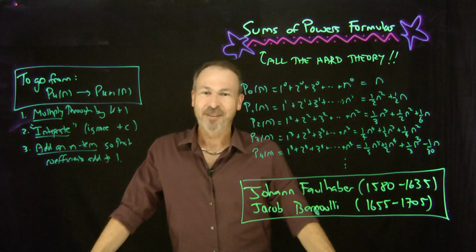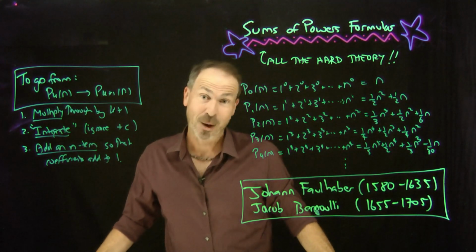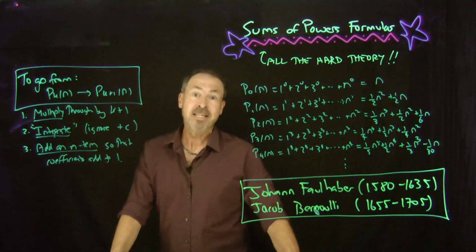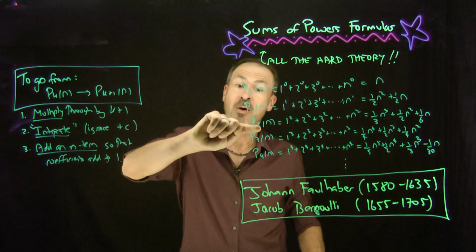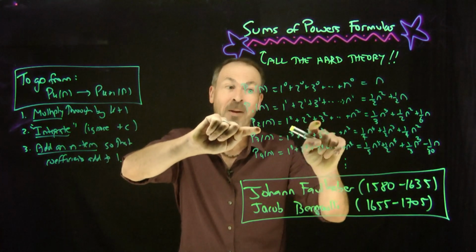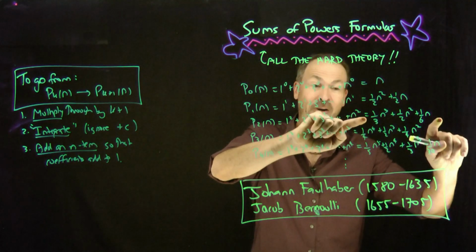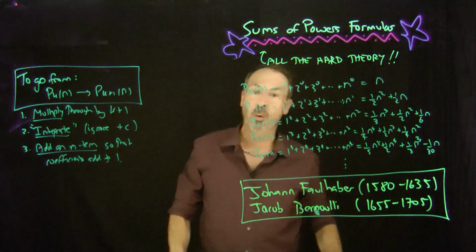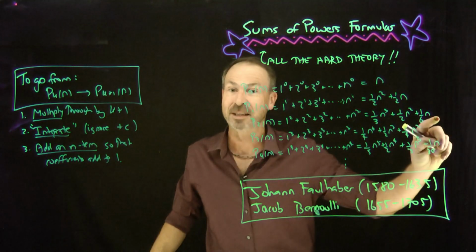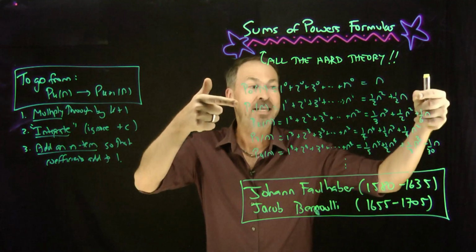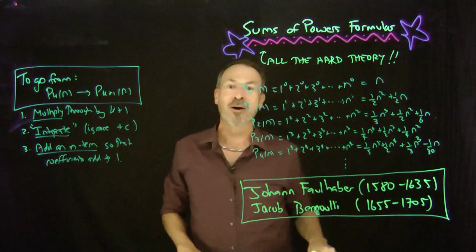G'day! In the last video we worked out formulas for sums of powers. For example, we want the sum of the first n squared numbers, 1 squared plus 2 squared plus 3 squared all the way up to n squared. It turns out the formula for that is a cubic polynomial, 1/3 n cubed plus 1/2 n squared plus 1/6 of n. And we should derive the way to get all these formulas, the sums of any powers you like.